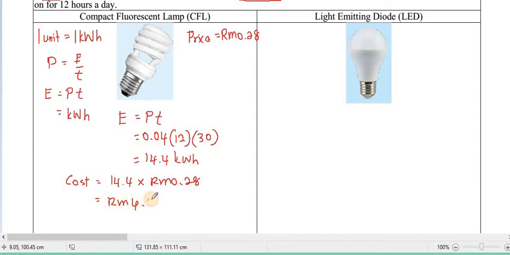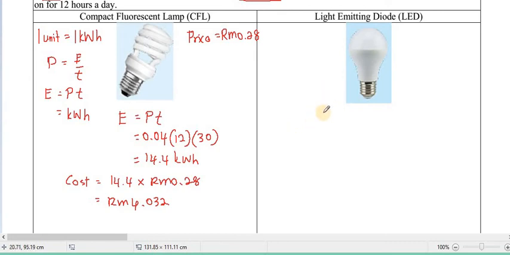So you get 4 ringgit and 0.32, lah. Okay, you want to write like that also can. 4.032 ringgit also can, or you round off become 4.03 ringgit also can, lah. 4 ringgit and 3 cents also can. No problem. Okay, so this is in 30 days 4 ringgit.